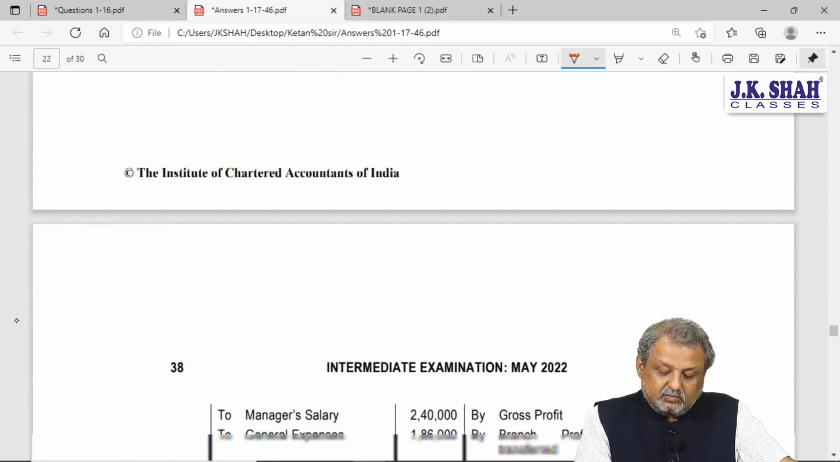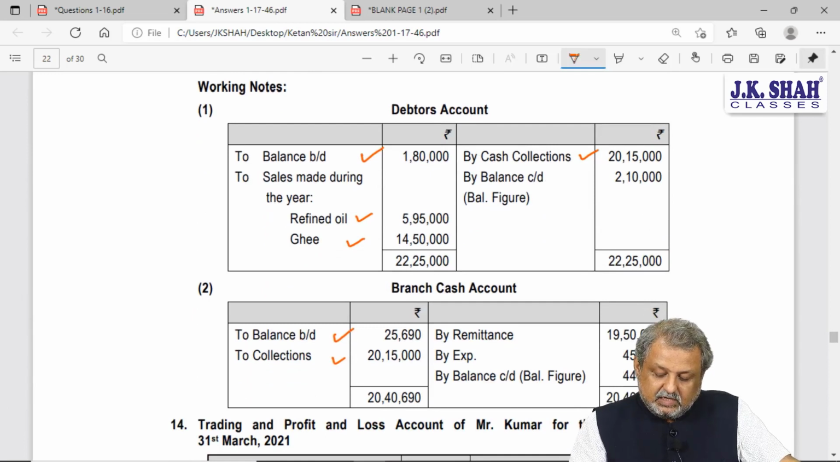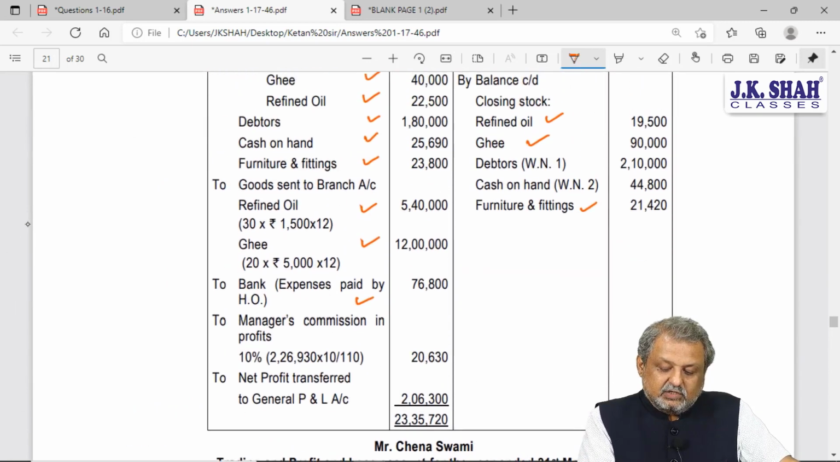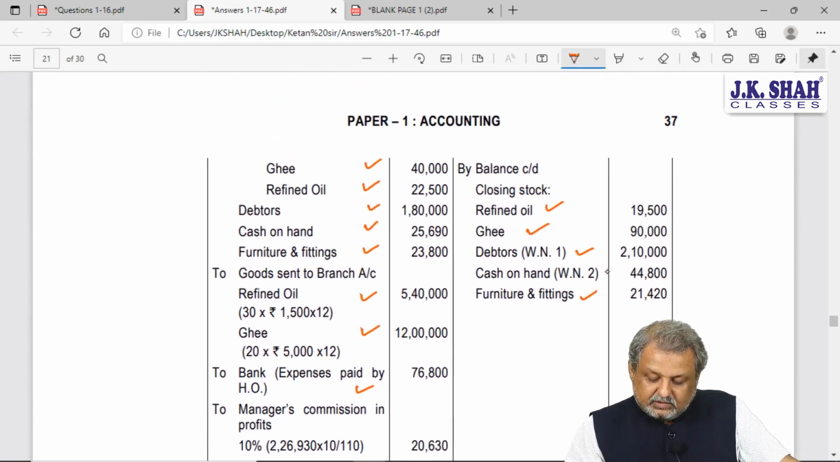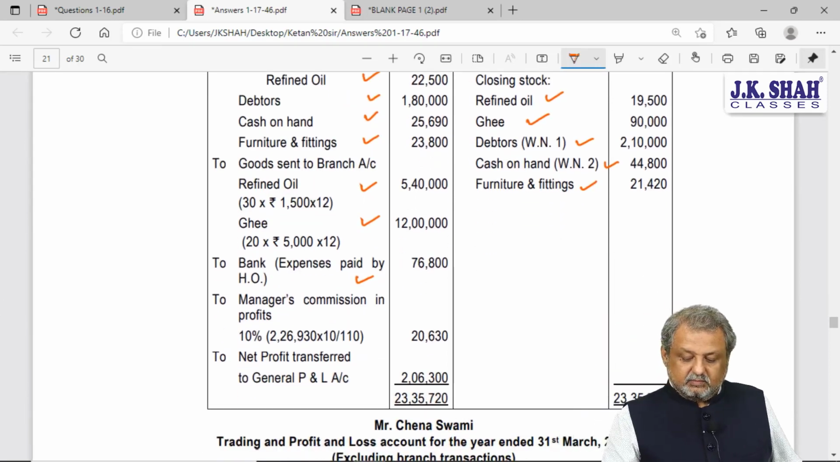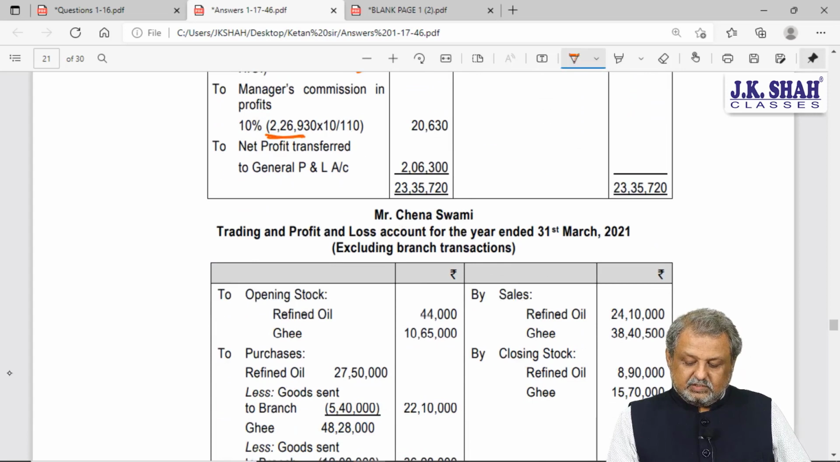So in cash account credit, you will get this as balancing figure, that you will write in the credit side of branch account. Credit minus debit you will do, you will get the profit, but then you have to give manager's commission, so you will take 10 upon 110. How you got this 226,930? Credit minus debit up till this stage. So preparing this debtor's account, a very easy thing.